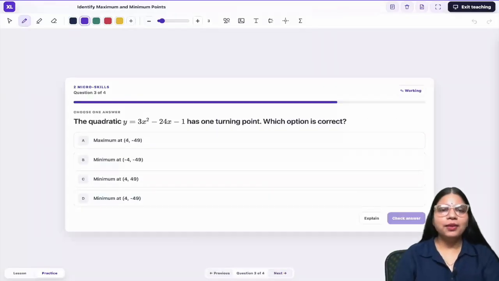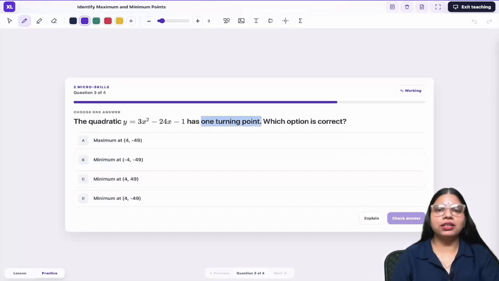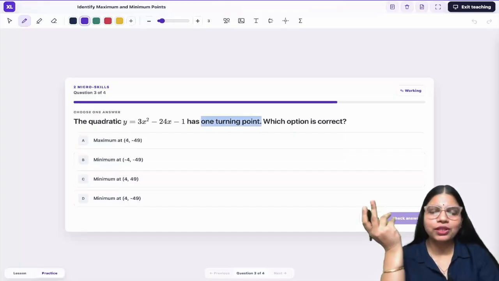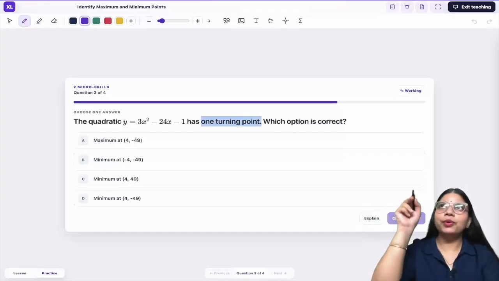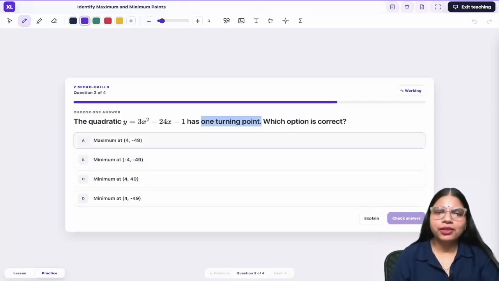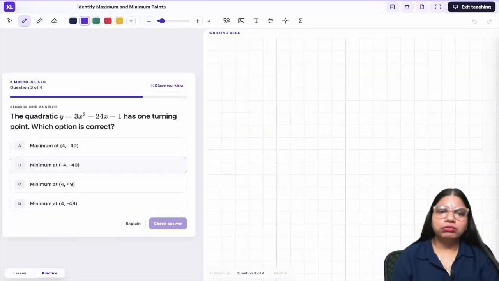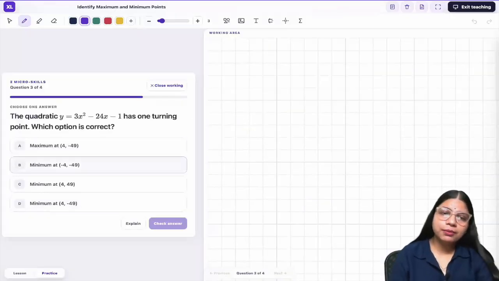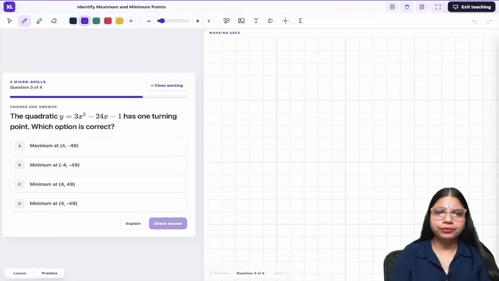Next question. We have a quadratic equation given to us. It has one turning point. What's there to tell? A quadratic equation, either maximum or minimum, is going to have only one turning point. It's a quadratic equation, a parabola. We have to find out which option is correct. That means we have to find out the turning point as well as the nature.